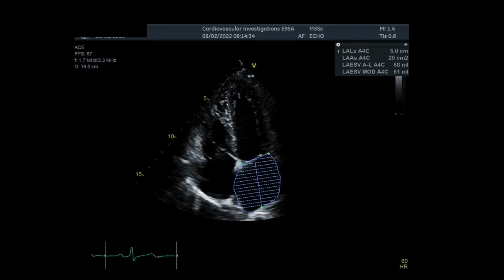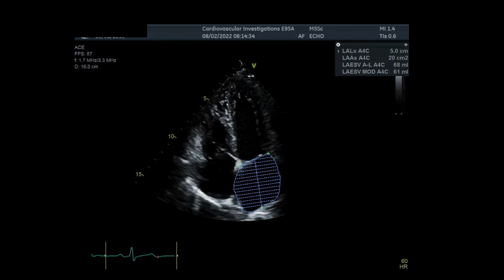And the order of things is not particularly important between operators, but it's important that you have your own order of doing things, so your order of taking pictures and making measurements, because there are a lot of them, and you just need to have a routine so that you don't forget anything, because it's a real pain to have missed a crucial measurement and have to go back. But from this view, we can take the opportunity to measure the LA size.